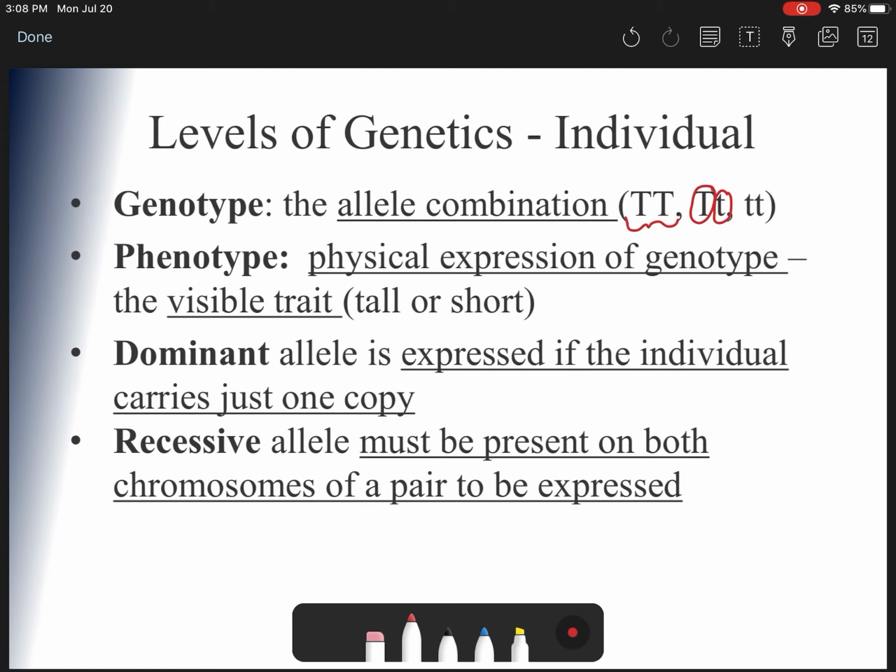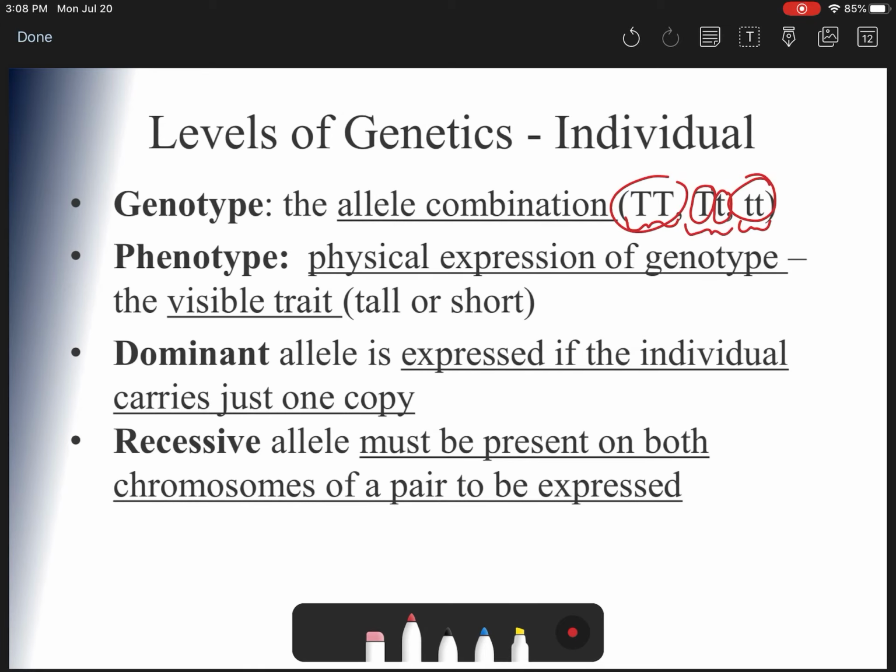So you could inherit both dominant alleles from your parents. You could inherit a dominant allele from one and a recessive allele from another, or maybe you're going to inherit both of the recessive alleles. So each one of these is a genotype, your allele combination.